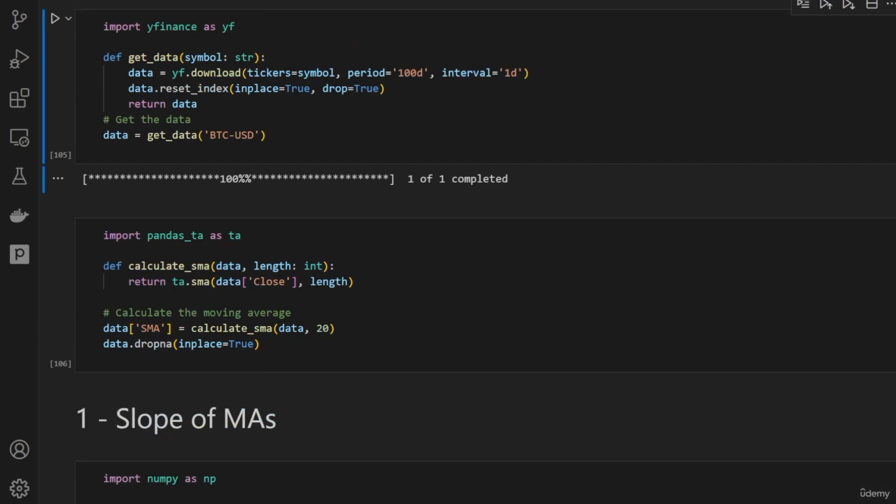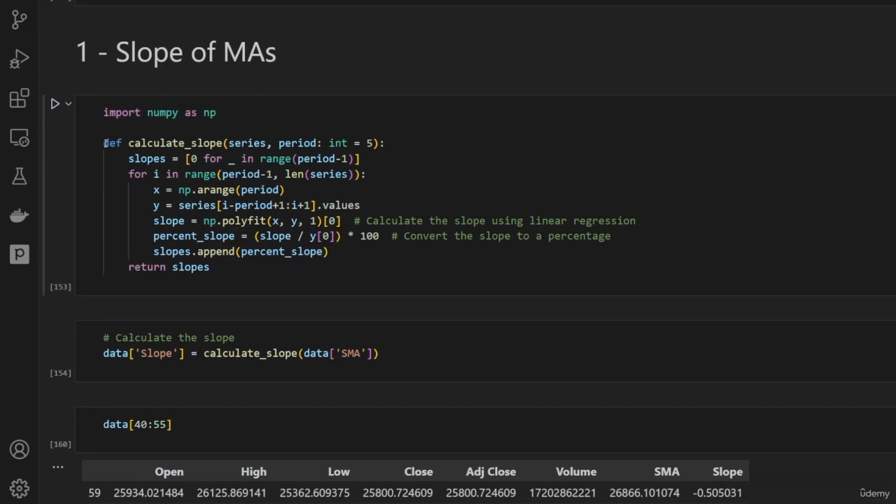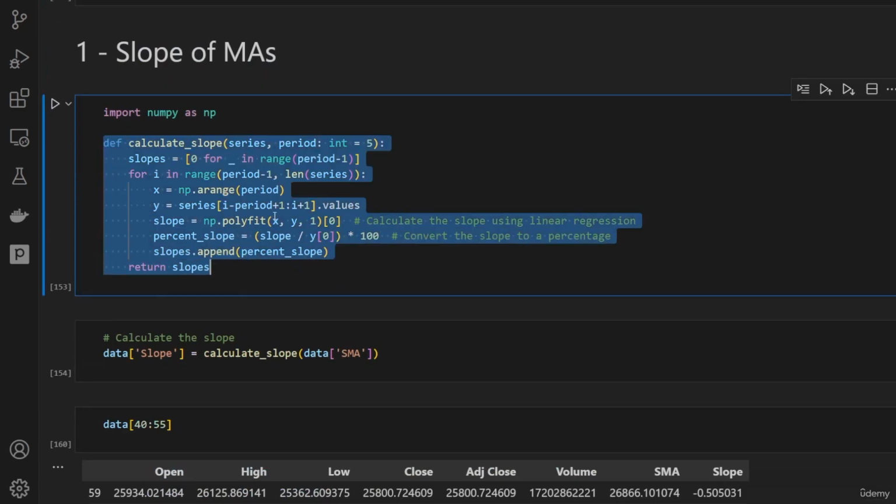And I will leave the Jupyter notebook file as a downloadable file, so you can download this as a resource or material, so you can practice using these, and you can copy and paste these functions that you can use later on as building blocks while you are building your trading system.